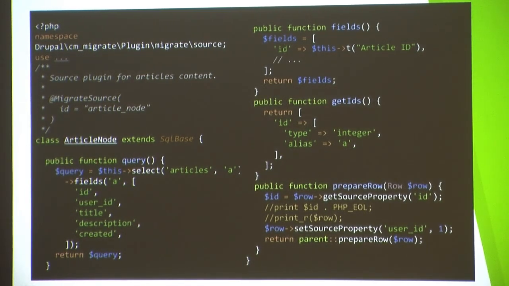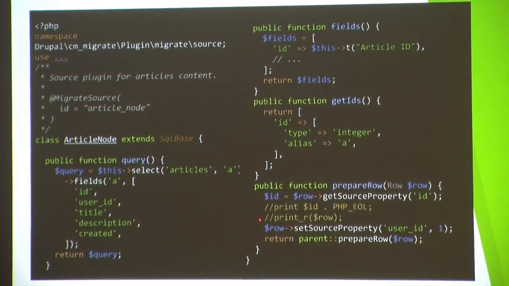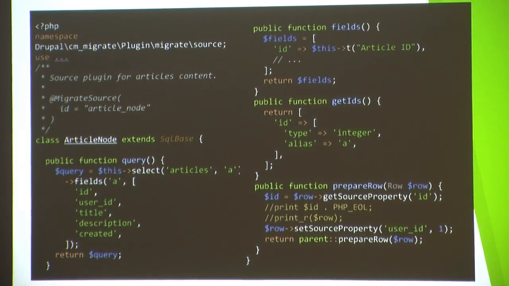And prepare row: you can get source property, add new fields, set source property, modify properties. And if you want to debug, you could use print. In your Drush shell, you could see the print or the printer. There are ways to debug Drush commands, but this is the easiest way.